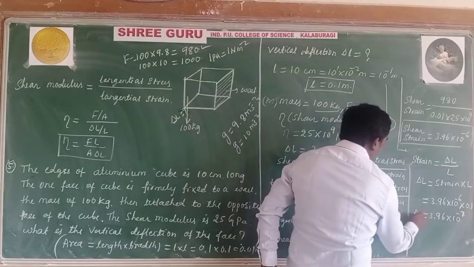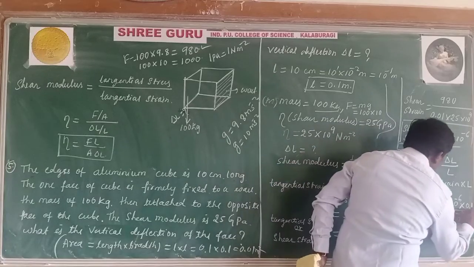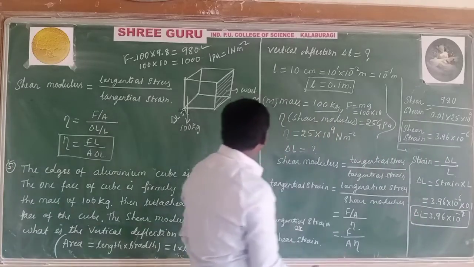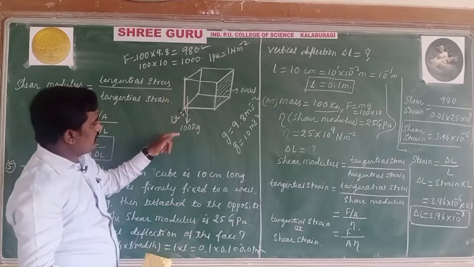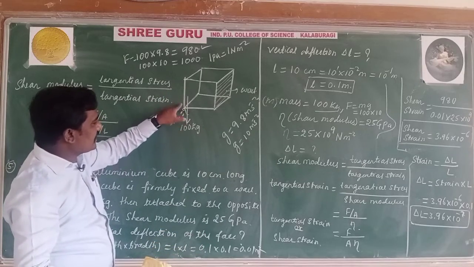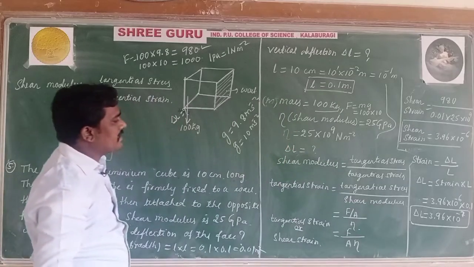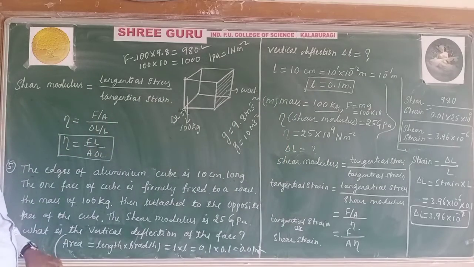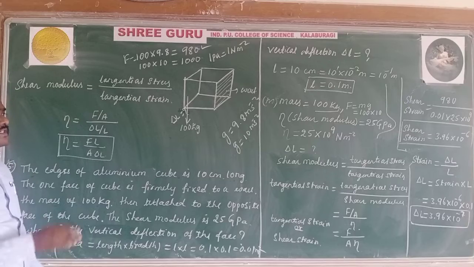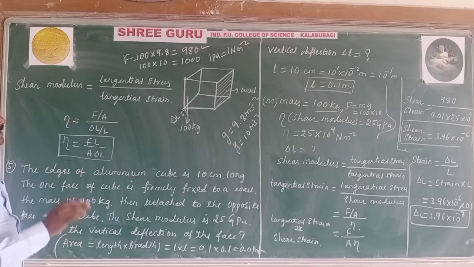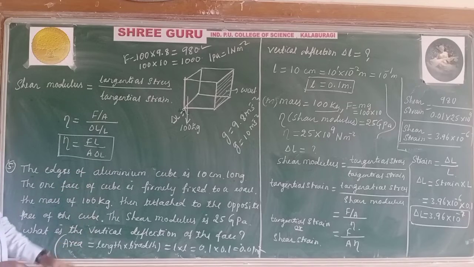This is the final vertical deflection on the opposite side of that cube. After applying 100 kg of mass, the vertical deflection is 3.96 into 10 raised to minus 7. There is no unit for strain quantities. This is about the numerical, just note it down. Or you can say approximately that is 4 into 10 raised to minus 7.